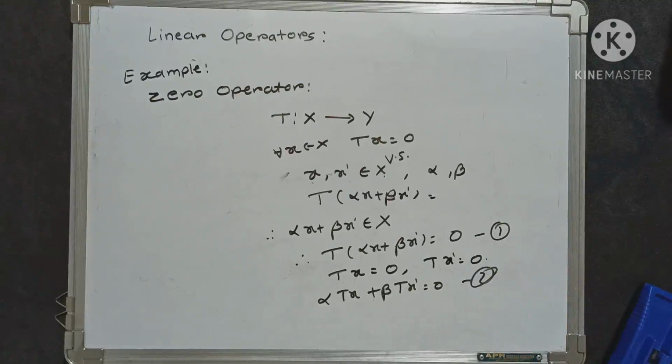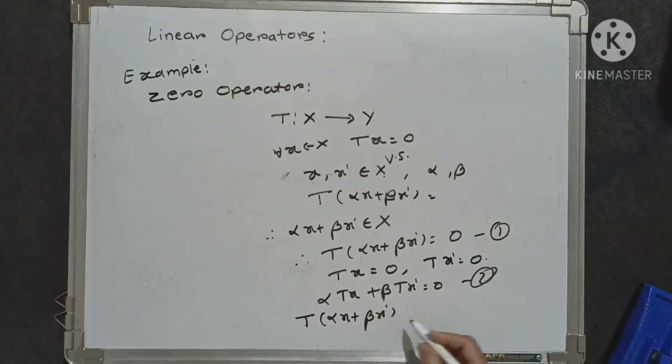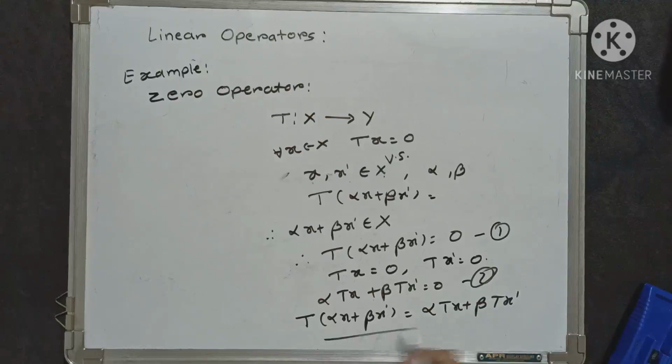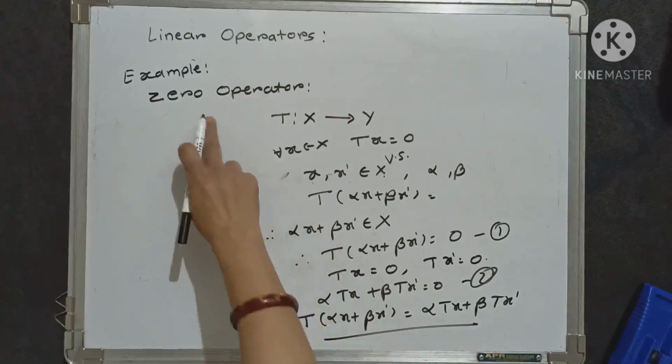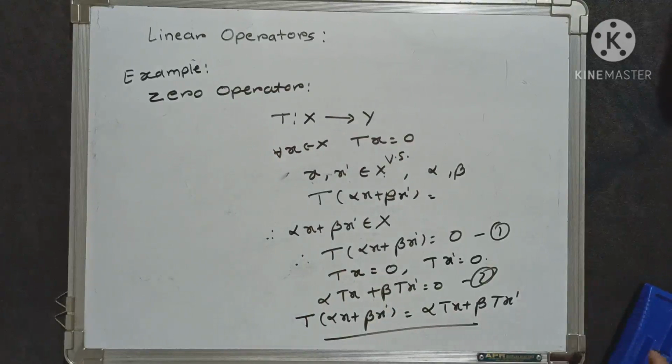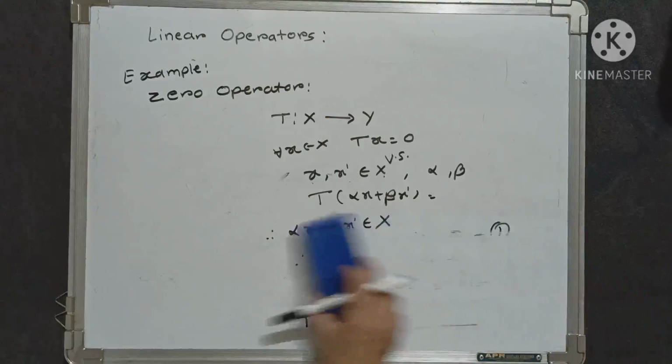we give it the name equation 2. Then from equation 1 and 2, we can write that T of alpha x plus beta x dash equals alpha Tx plus beta Tx dash, and from this we can say that the zero operator capital T, which is from X to Y, is a linear operator. This is the example of the linear operator.